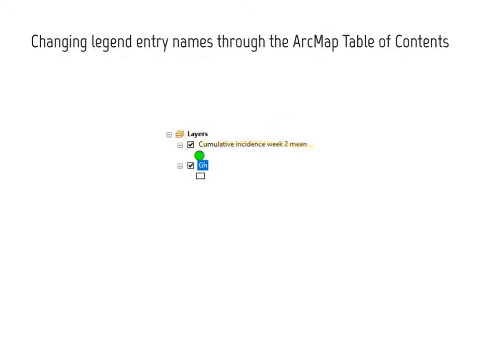Notice here I've gone and typed the name Cumulative Incidence Week 2 Mean. That dot on the map represents a spatial mean weighted by this value, Cumulative Incidence Week 2. And that's a much more informative statement for the reader that may not know what those shorthand names mean. You can also see here, where this is highlighted in blue, I'm in the process of changing the name of this polygon file to something else.